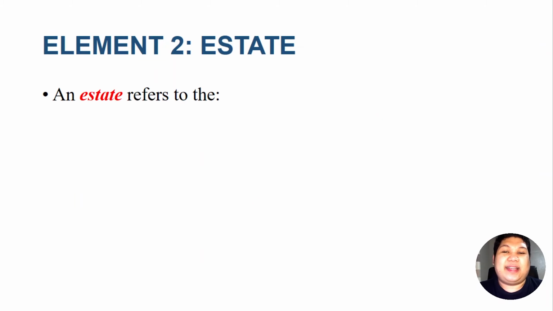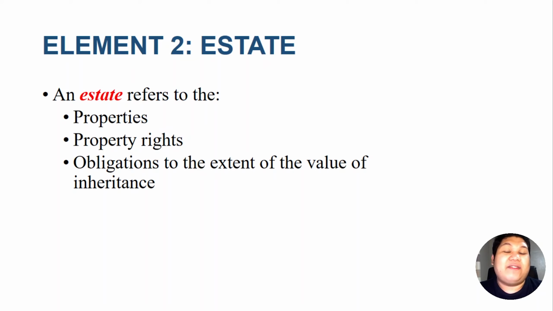And number two, the second element, estate. An estate refers to the properties, the property rights, and the obligations to the extent of the value of inheritance. So again, as I've said, when I say estate, these are not just properties or property rights. It also includes obligations, liabilities. These are unpaid liabilities or obligations of the decedent, which remain unpaid at the time of his death, meaning these obligations are also transmitted to the successors, however, only to the extent of the value of inheritance. If the value of the obligation or liability is more than the properties or property rights combined, then the successors should not be burdened with those excess obligations after exhausting all the estate, all the properties and property rights. Okay?